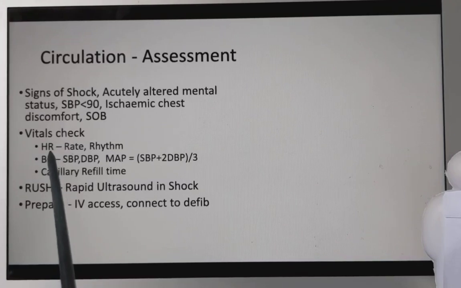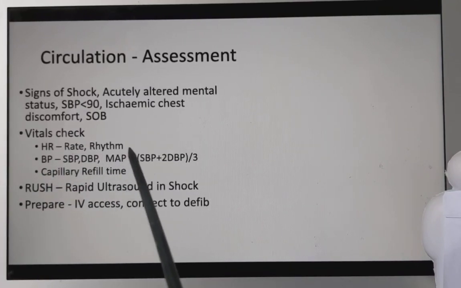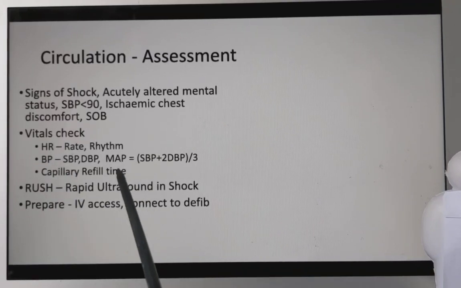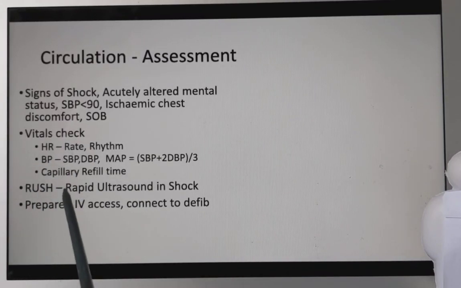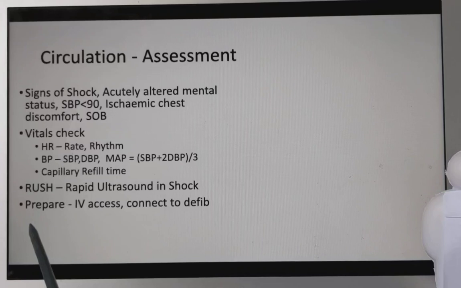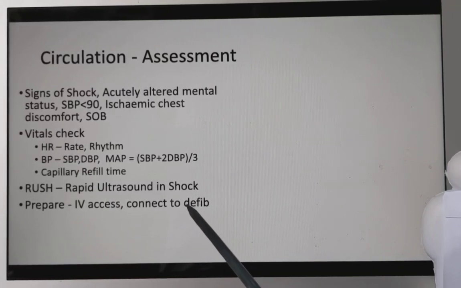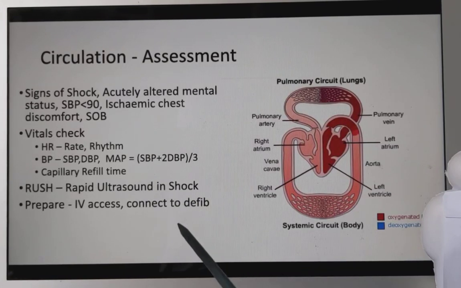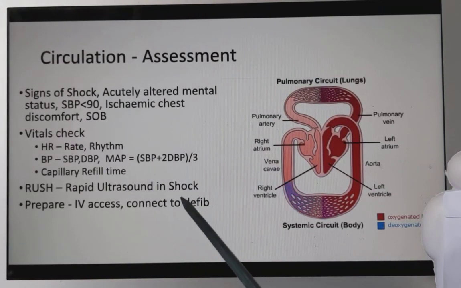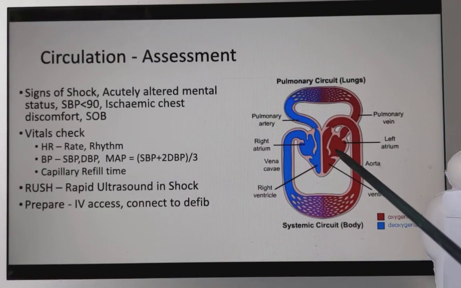What do you need to check in circulation? You check the heart rate, the rate and rhythm. You check the blood pressure: systolic, diastolic, and mean arterial pressure. And you check the capillary refill time. If you have an ultrasound, you could do something called the RUSH protocol, which is rapid ultrasound in shock, and prepare IV access and connect to a defibrillator, basically for cardioversion.